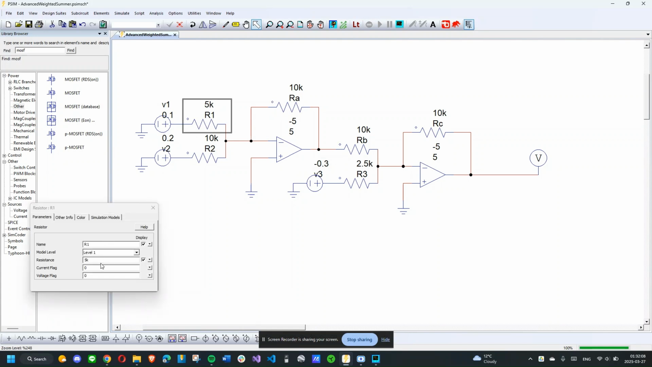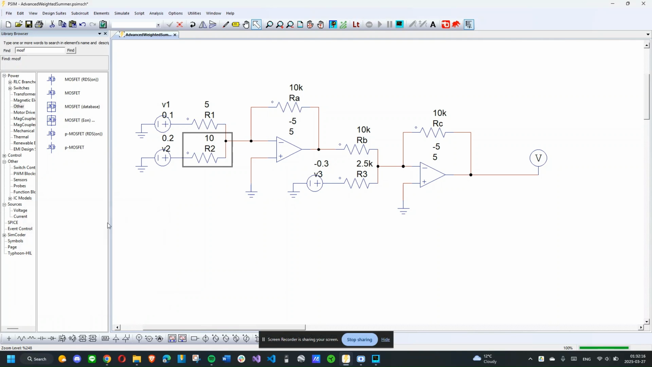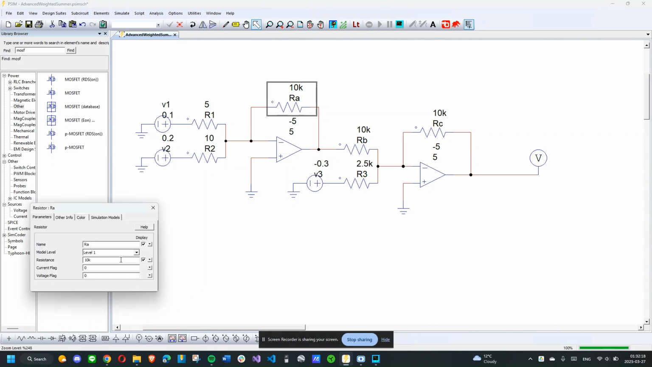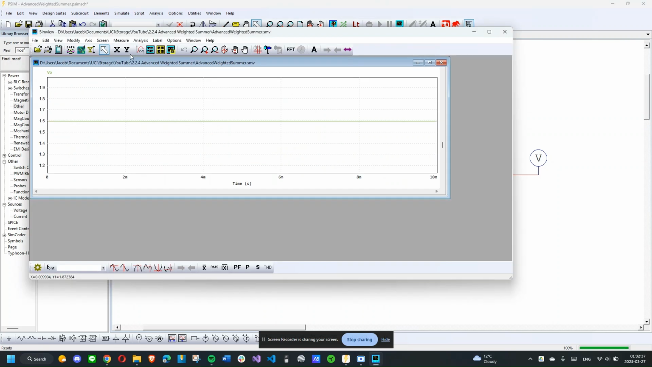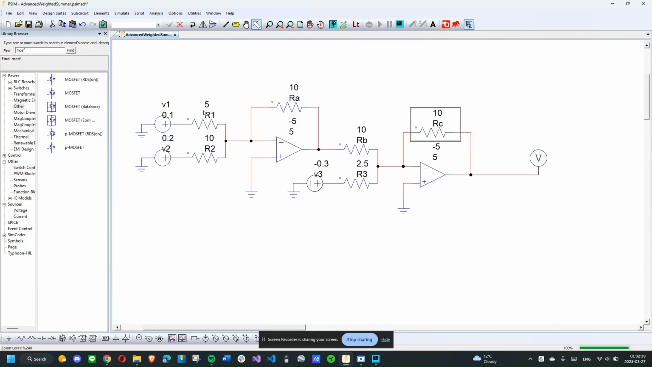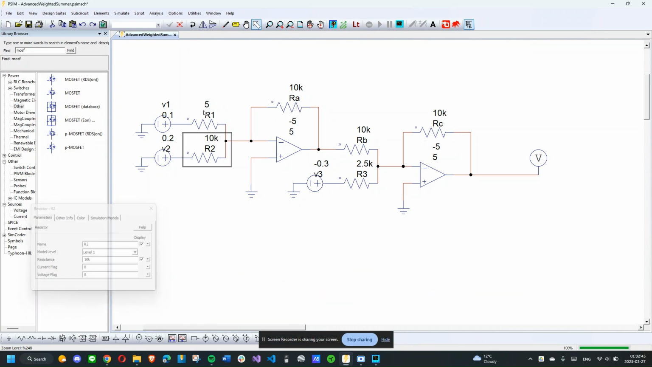Now, one thing we can demonstrate is, let's divide all the resistors by 1000. Because the summation property of the weighted summer circuit depends on the resistor ratios, dividing all the resistors by 1000 should not change the output, so it should still be 1.6 volts. And it is. And so let me just bring back all the values from previously.